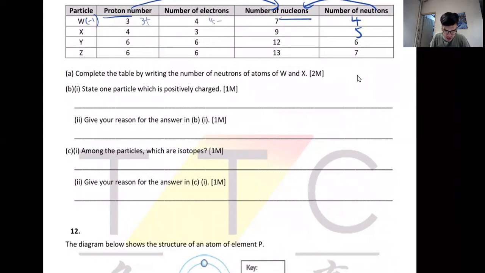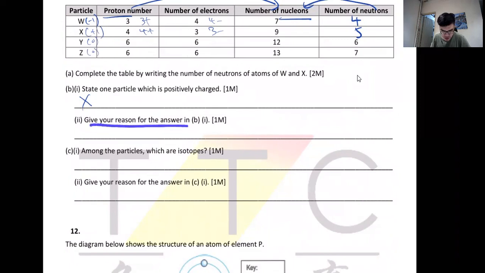And then for X, this guy has 4 protons, so 4 plus, 3 electrons, so 3 minus. So this guy is +1. This guy has 1 proton more than electron. As for Y and Z, they are both the same. So this one is neutral, 0, 0. So who is positively charged? Of course, that's your X.